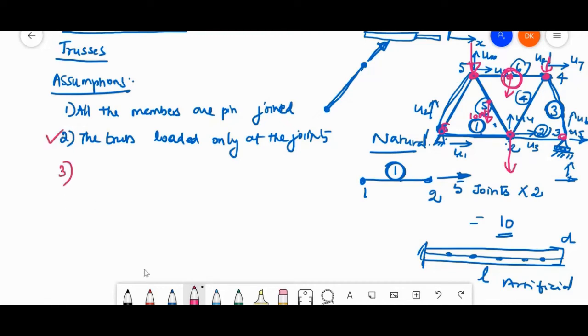The third assumption is the self weight of the member is neglected.